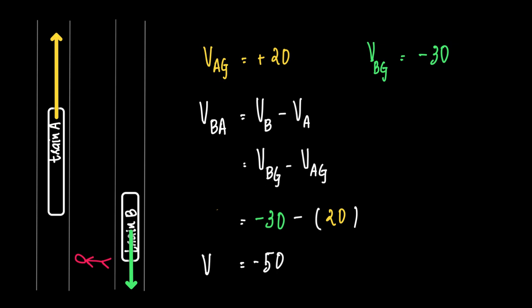What is velocity of A? Velocity of A is the velocity of train A with respect to the ground, with respect to the observer, and since the observer is on the ground, VA is actually the relative velocity of A with respect to ground. And velocity of A with respect to ground is plus 20. Velocity of B with respect to ground is minus 30. So this becomes minus 30 minus 20. And therefore, relative velocity of B with respect to A is minus 50 meter per second.